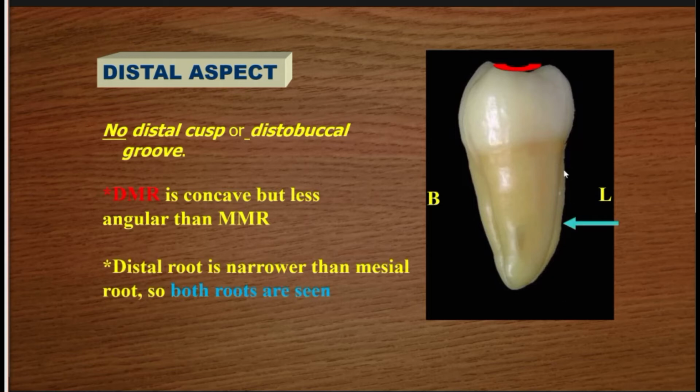That is why the distal root has one big root canal, because it is smaller in size, and the mesial root has two canals because it is wider.